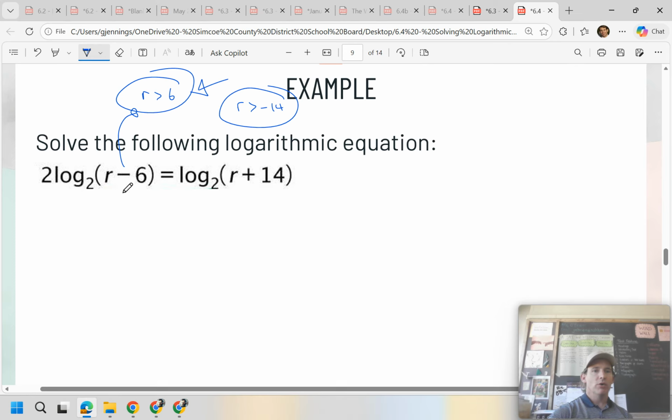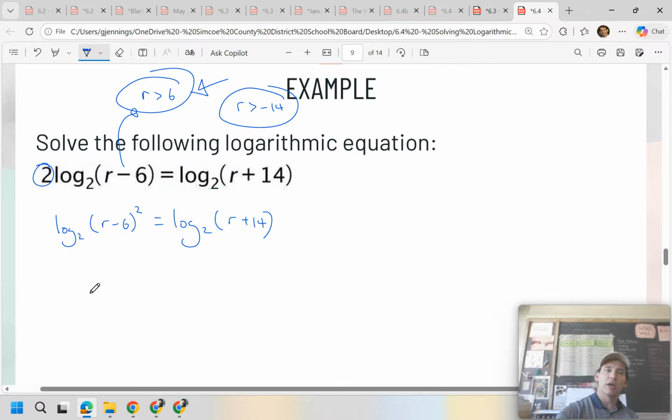And now, what do you want to do in this case? I got 2 multiplied by the logarithm of that is equal to the logarithm of that. You put 2 as the power of r minus 6. Beautiful. So we have log base 2 of r minus 6 all squared equals log base 2 of r plus 14. And then what, Kunal? You can do r minus 6 squared equals r plus 14. Sure. Are you okay if I write out r minus 6 squared like this? Yeah.